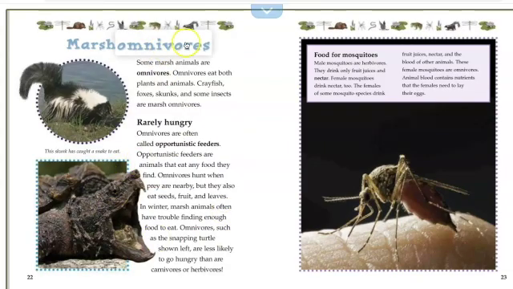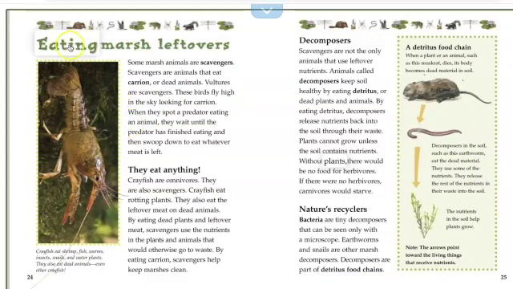So it seems like I'm still in types of consumers here, but once I get to this title, Eating Marsh Leftovers, I'm seeing that we might be starting to get to the right place. And I also see my subheading, decomposers. So it says, scavengers are not the only animals that use leftover nutrients. Animals called decomposers keep soil healthy by eating detritus, or dead plants and animals.